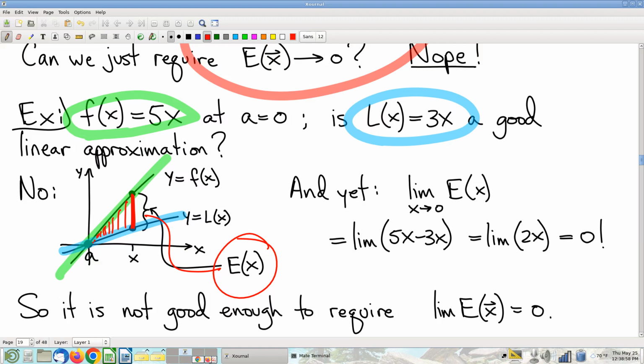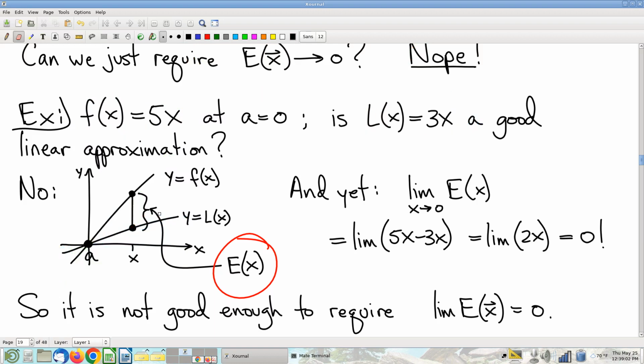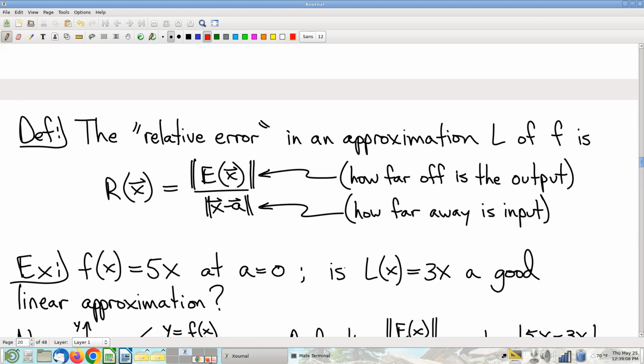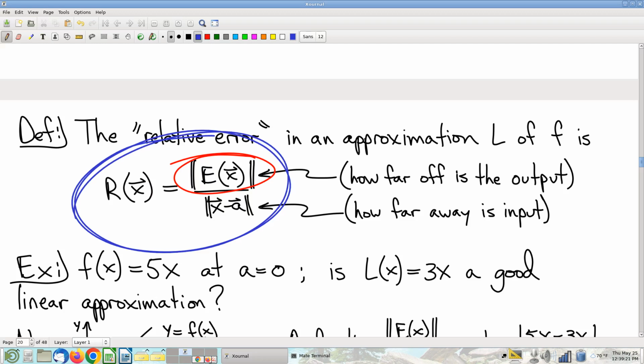Okay. All right. So, like I say, it was a reasonable first attempt, but we realized quickly that this is unsatisfactory. What we're going to do instead is insist that the error approach 0 faster. So not just the error approaching 0, but what we call relative error. Relative error says I want to look at how the error compares with how far I am away in the domain. And as I get closer and closer, as my distance from my base point gets lower and lower, I want my error to be approaching 0 faster even than that.